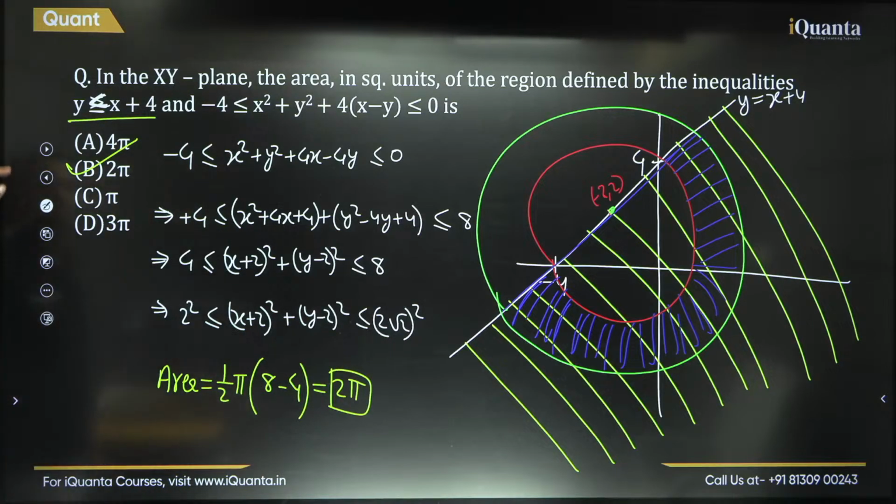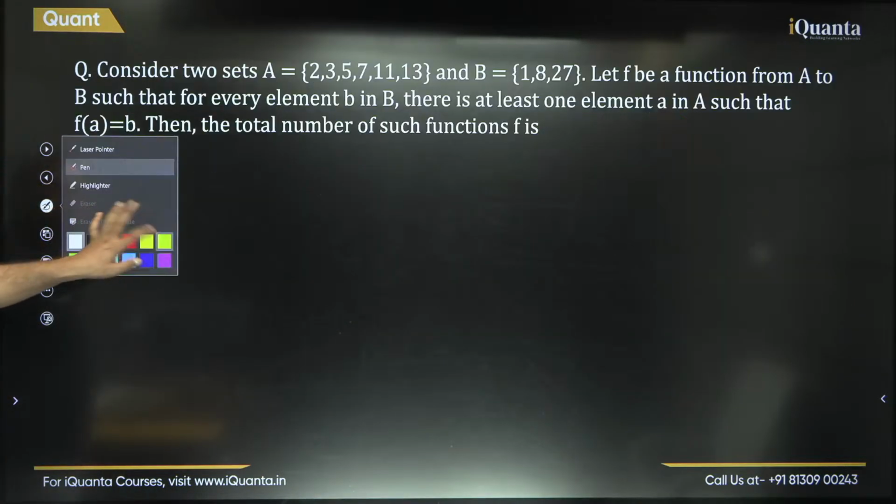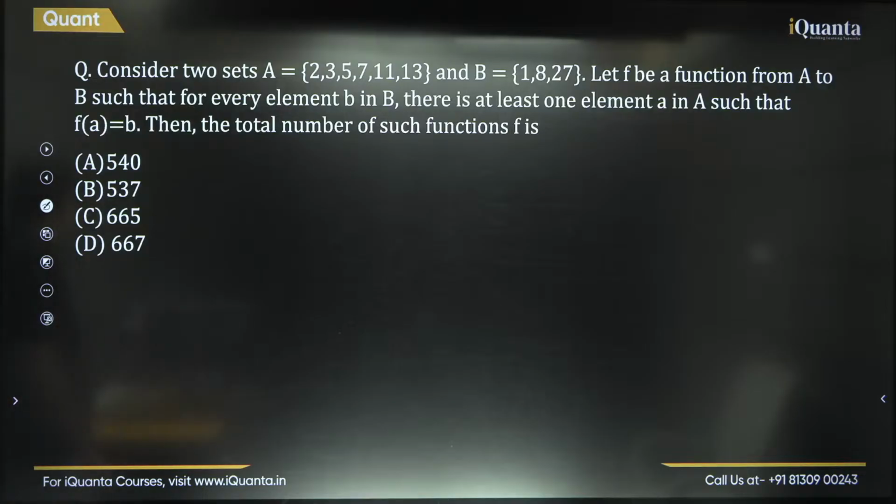ओके, ठीक है. Yeah, but answer is same. Correct. Correct.